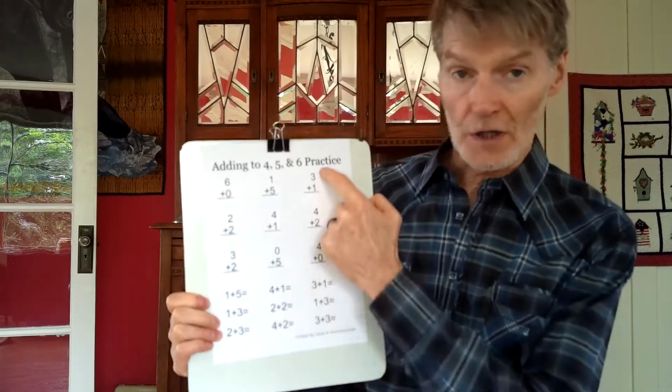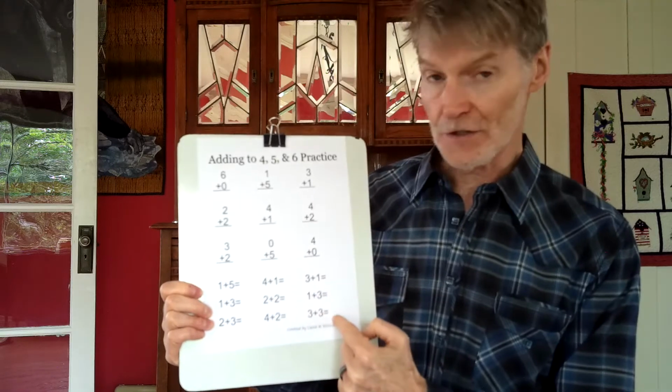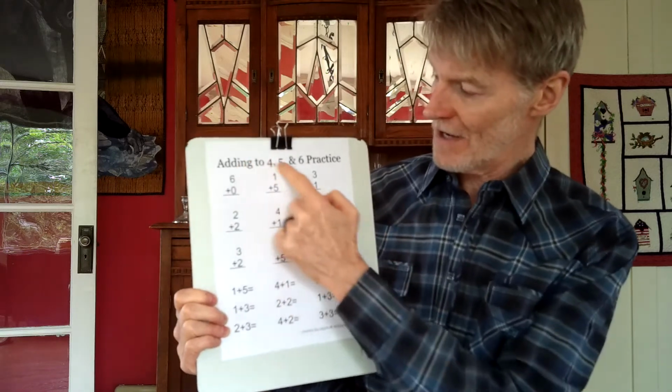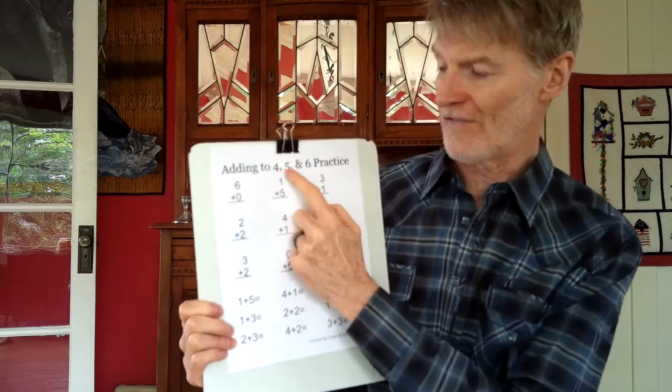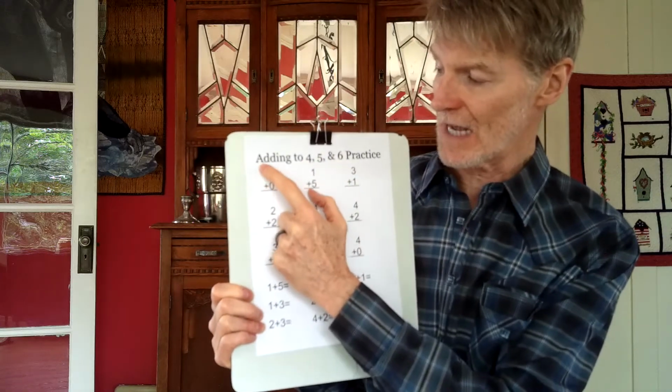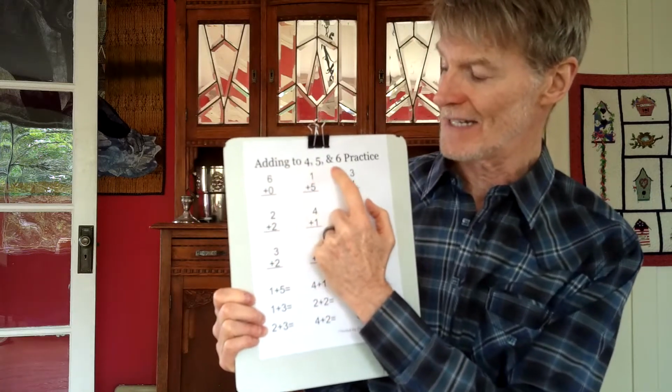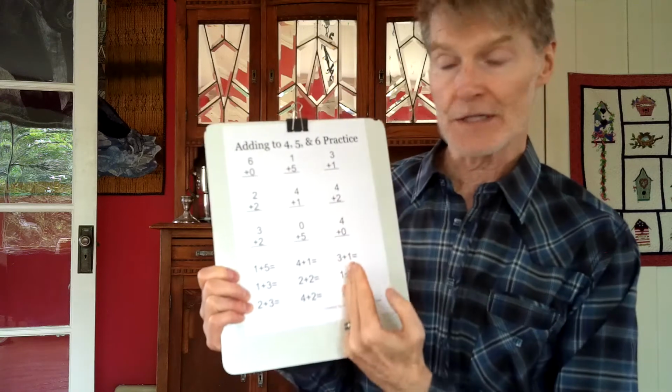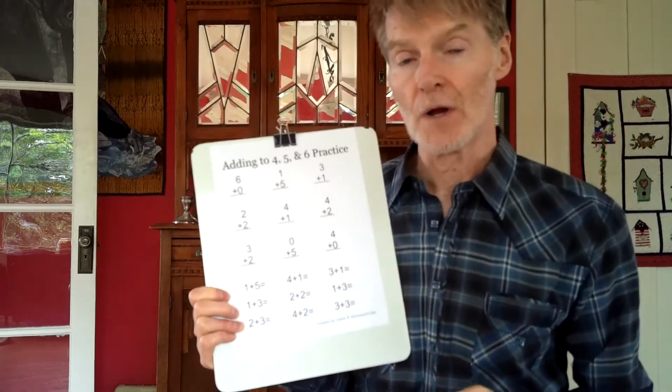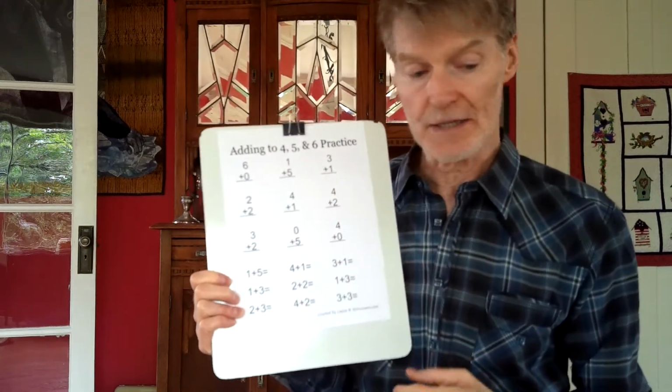This has the vertical and the horizontal ones. And all of these are adding to 4, 5, or 6. So that's the practice at the top. It says adding to 4, 5, and 6, practice. I'll do these, but then these ones you can do on your own at some point.